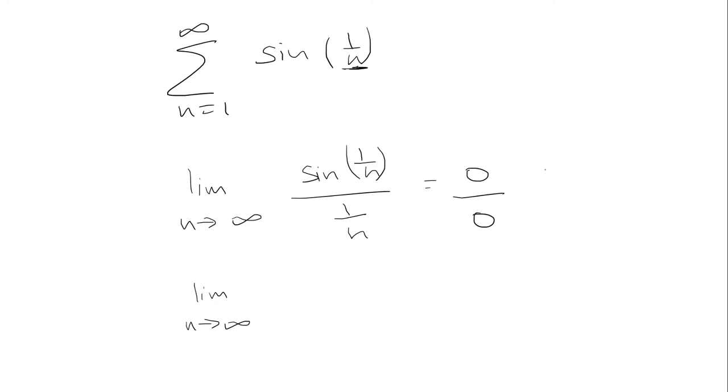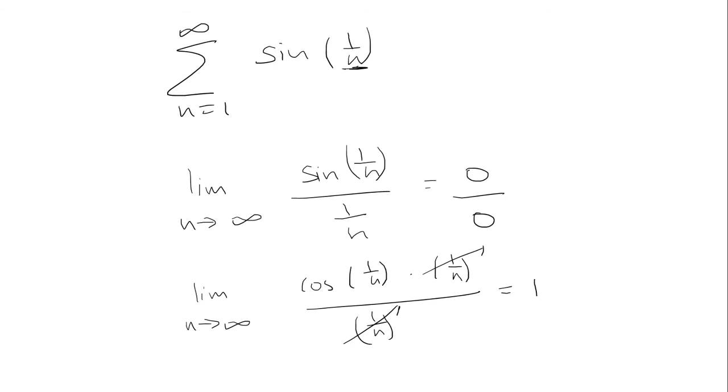Because the derivative of sine of 1 over n will just be cosine of 1 over n times the derivative of 1 over n. So I'm just going to write that as (1 over n)'. And then you need to take the derivative of the bottom, which is (1 over n)'. But it's a complete waste of time to do it, because these are just going to cancel. And so you basically have cosine of 0, which is 1. So that's one way to do this.